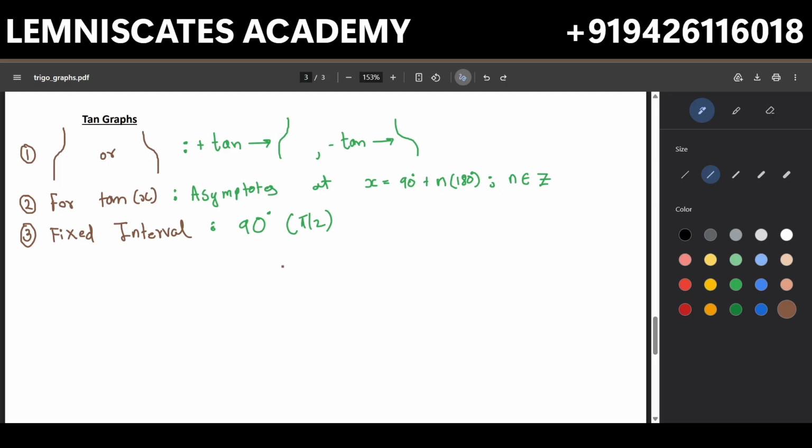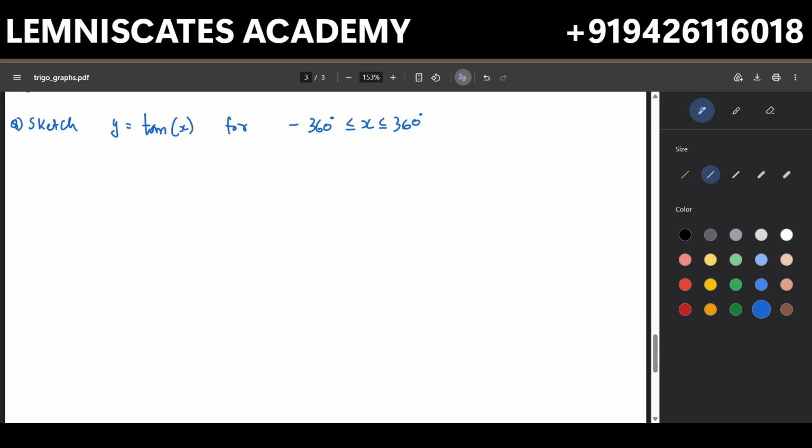I have hardly seen any questions on the sketching of the tan x graph. But let's say if you are supposed to sketch the graph or maybe find the range, how you can do it. For that, first of all, I'm just going to show you how the sketch of the tan x graph is going to look like. I have to draw it between minus 360 to 360 degrees.